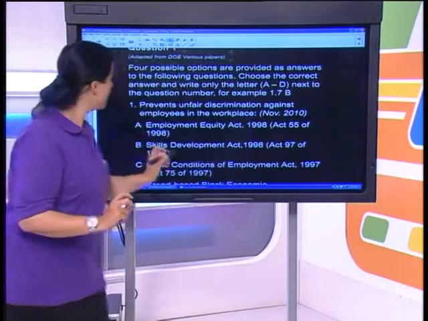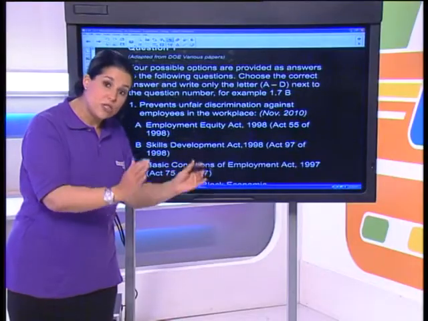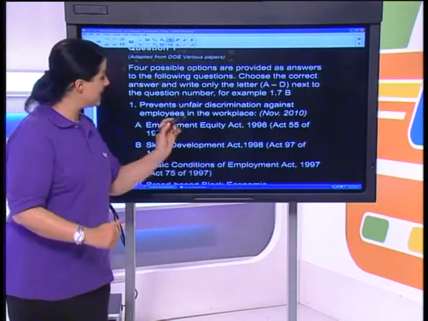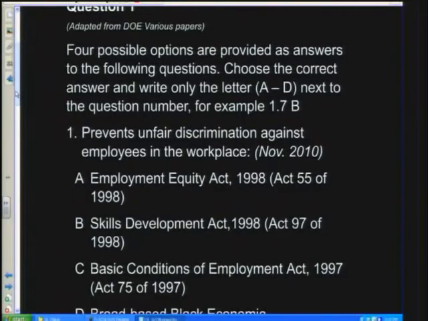So let's look at this. It says 4 possible options are provided as answers to the following questions. Choose the correct answer and write only the letter next to the question number. So you didn't see anything about an answer sheet here. So you're doing this in your exam script. You're going to say, for instance, number 1, D. All right, let's get going.